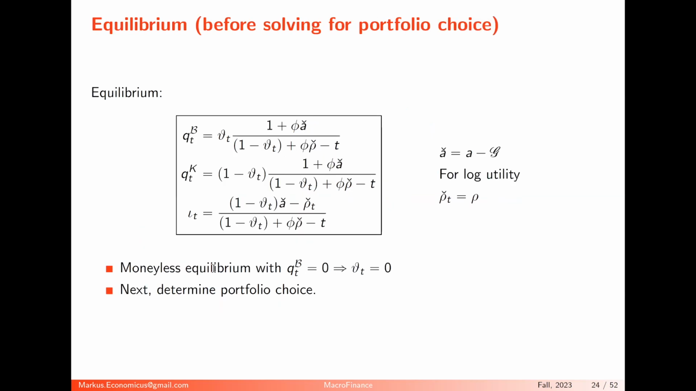Okay, once you put this all together, that's what you get. So I was cheating a little bit. Why was I cheating? That's the real value of government bonds per unit of K. That's the price of a machine, and that's the investment rate. And this A check is now the productivity minus the government spending G times K. And for log utility, this rho check would be just rho.